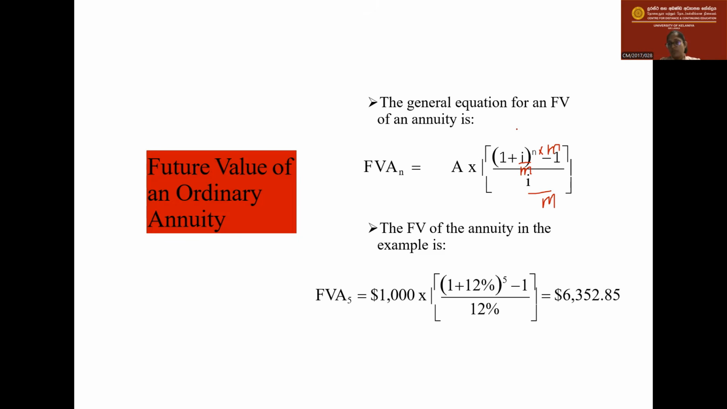If the 12% is monthly, suppose like this, therefore your M is how much? It's 12. Here again M is 12, here also 12. Likewise, the compounding period has to be adjusted. Therefore, you can customize this formula if compounding is applicable. Okay. In this question, there is none.